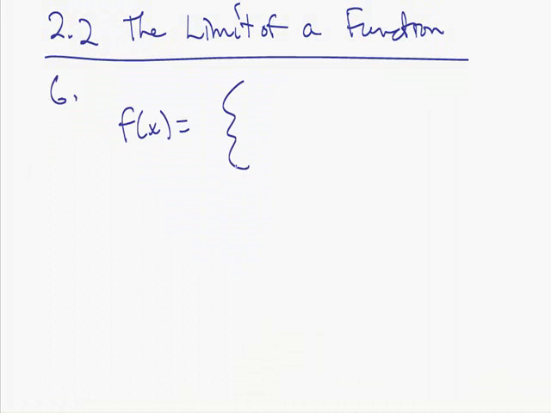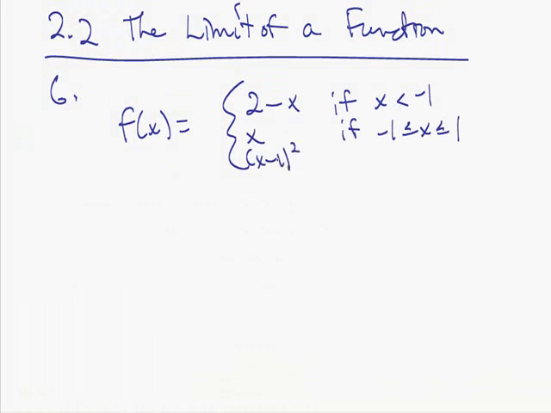We talked briefly about these in chapter 1. The function says that we're going to have 2 minus x, and that's going to be the case if the x that we're looking at is less than negative 1. And the function is just going to be x itself if the values of x that we're putting into it are between negative 1 and positive 1 inclusive. And once we get bigger than 1, we're going to be looking at x minus 1 quantity squared, and that again is if x is greater than or equal to 1. So actually we don't have equality on this one right here. We want to be strictly less than 1.